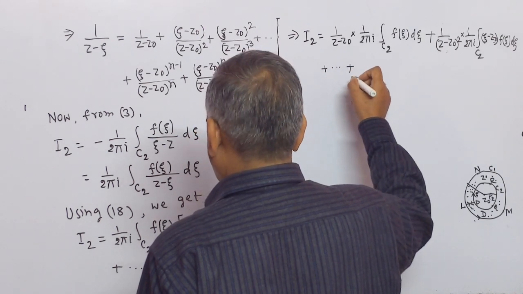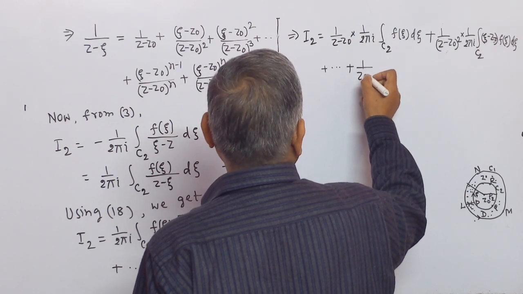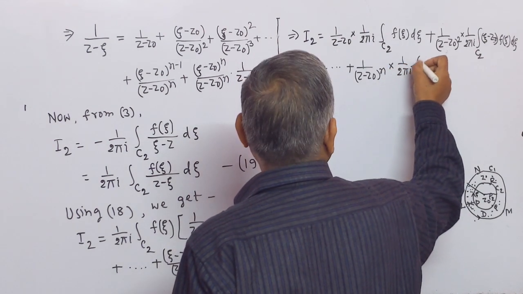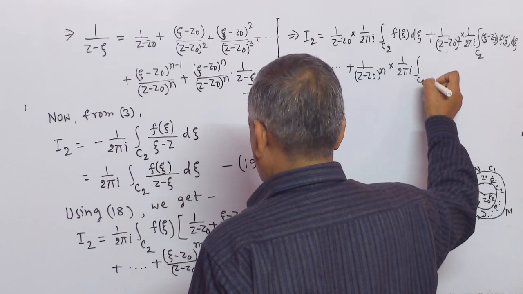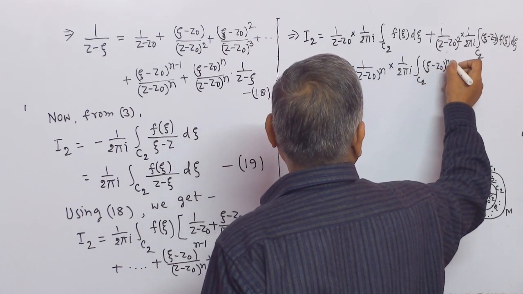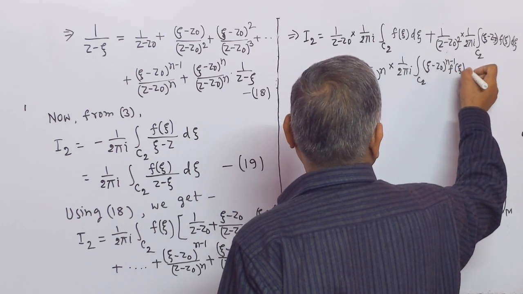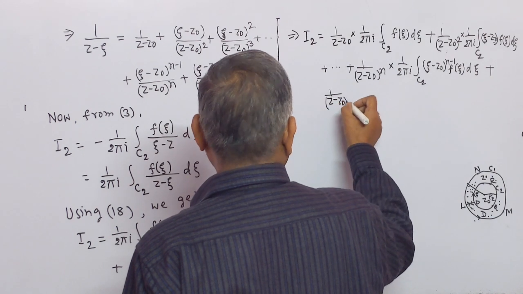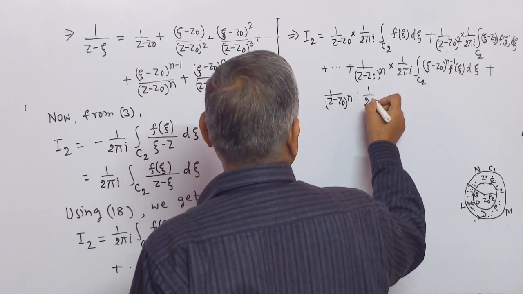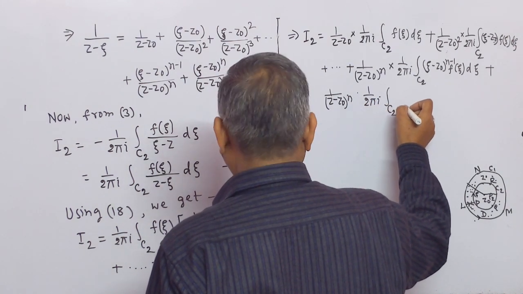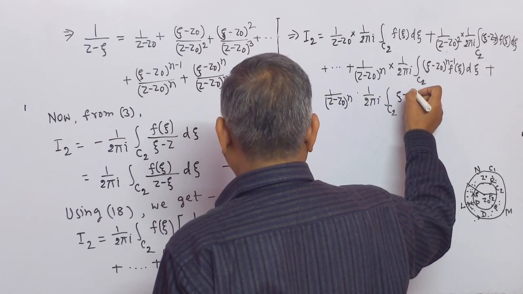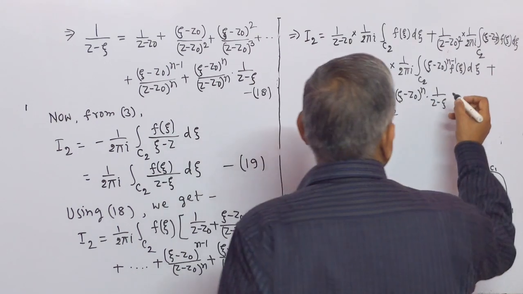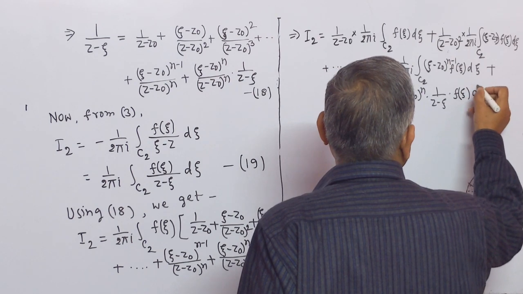plus dot dot dot plus 1 by z minus z naught whole to the power n multiply 1 by 2 pi I integration along the circle C2 xi minus z naught whole to the power n minus 1 function of xi d xi plus 1 by z minus z naught whole to the power n multiply 1 by 2 pi I integration along the circle C2 xi minus z naught whole to the power n multiply 1 by z minus xi multiply f xi d xi.